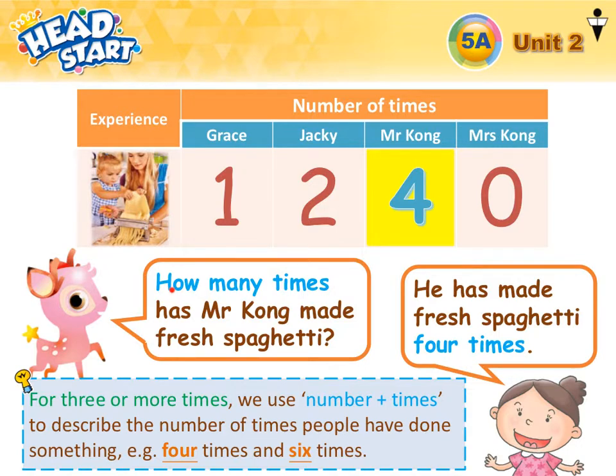Mr. Kong. How many times has Mr. Kong made fresh spaghetti? He has made fresh spaghetti 4 times. Okay, for 3 or more times, we use the number add times to describe the number of times people have done something. So besides one time, we use once, two times, we use twice, and from 3 and so on, we don't have other word to replace it. So you just simply say 3 times, 4 times, 5 times, 10 times, something like that.